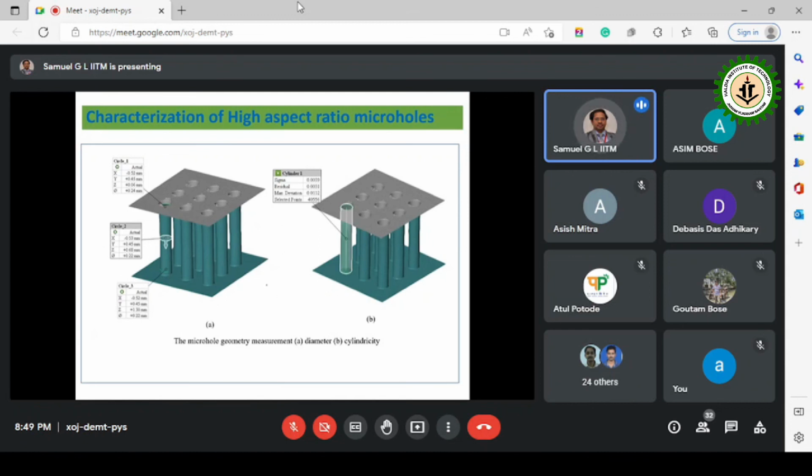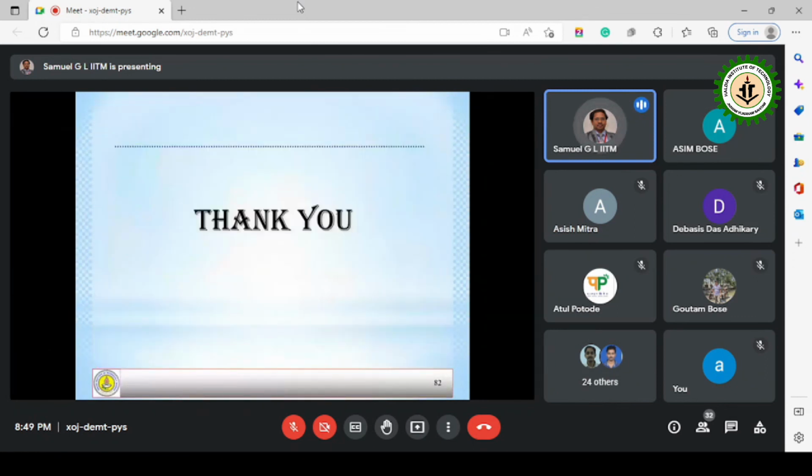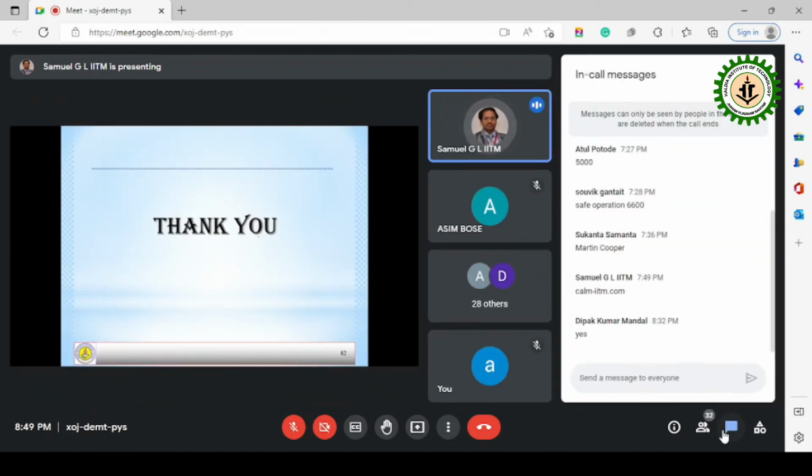But by using computed tomography, nano CT, they take layers and layers of these images and put them together to reconstruct the actual holes. So it is a challenging process, and we have characterized them by using this. So these are the details about micro machining, ultra short micro machining, and characterization.